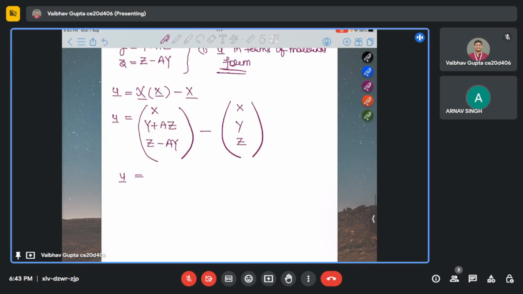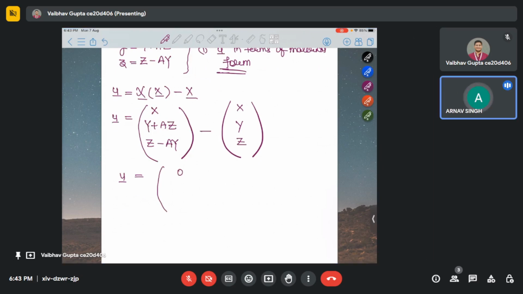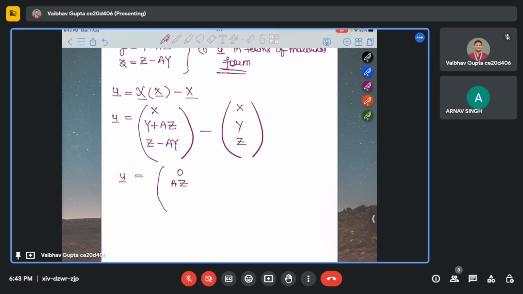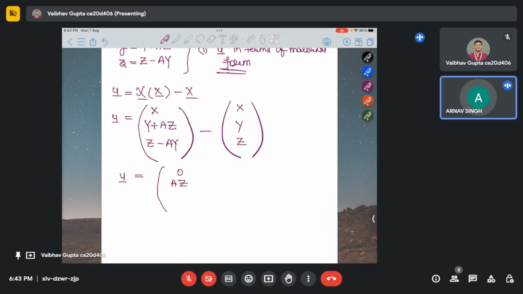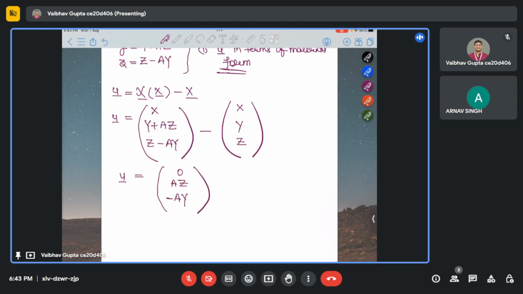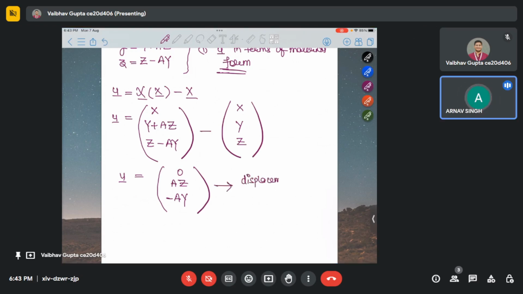So now we'll do simple vector subtraction. It becomes 0. It becomes aZ. And it becomes minus aY, minus Z. So this is nothing but the displacement in material form.